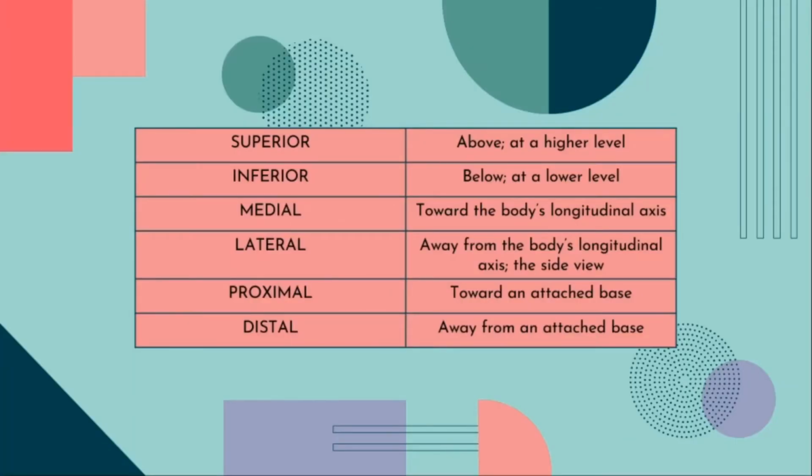Superior describes what is above something and inferior describes what is below it. Medial describes a structure close to the midline and lateral describes something to the side of the structure. Proximal refers to the structure toward an attached base, and distal refers to the structure away from an attached base.